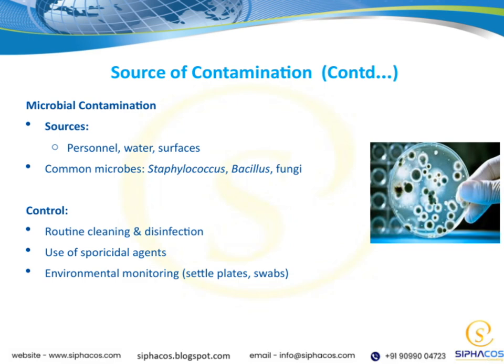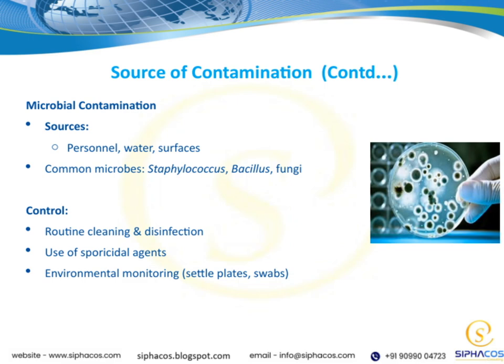Now, how do we control this contamination? Routine cleaning and disinfection are essential. They help to eliminate or reduce the microbial load regularly. Using sporicidal agents is also important, particularly when dealing with spores that are more resistant and harder to eradicate. Environmental monitoring plays a crucial role too. Techniques like settle plates and swabs allow us to detect any microbial presence in the environment. This ongoing monitoring helps us identify potential problems early and maintain a safe and clean environment.